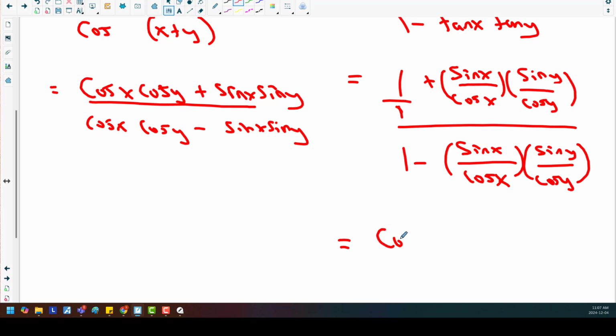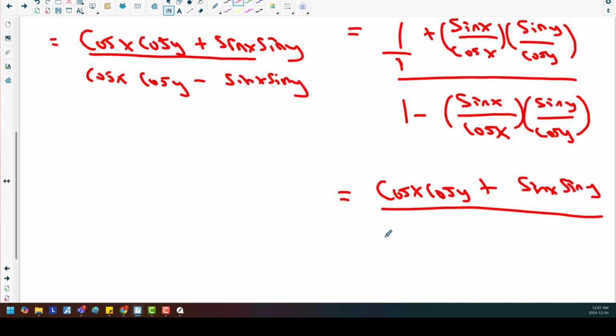So this is going to be cos x cos y plus sine x sine y all over, same thing, cos x cos y. In this case, minus sine x sine y. Now, if you take a look at this, they're actually same.